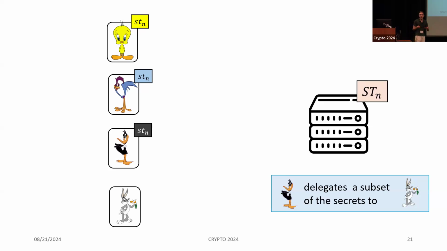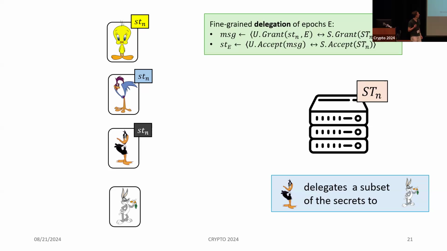Now let's say Bugs Bunny also wants to join the group, and Daffy is somehow willing to share at least part of the chat history with Bugs, so he can try to delegate stuff. How does that work? Well, in the first part, Daffy runs what we call a grant algorithm with the server, and this generates some message which we then distribute out of band. This out of band is just any kind of secure channel. If this message gets leaked, then everything Daffy wants to send to Bugs Bunny would be leaked. But other than that, this is very general. We don't really say what we need from this channel.